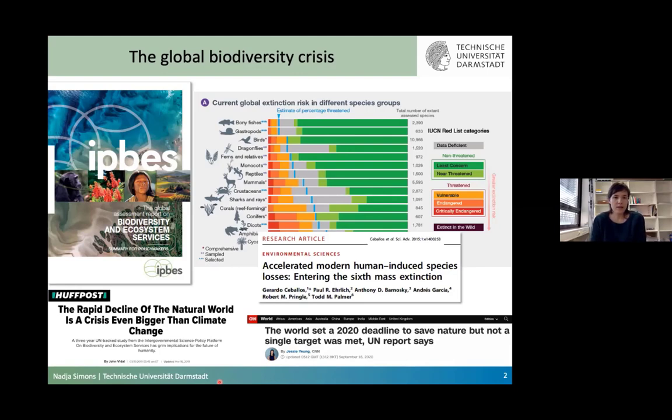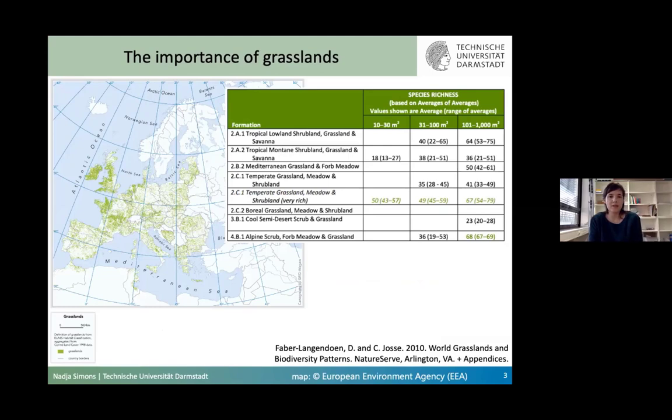In my talk, and also in this series, we're going to focus on the grasslands. And grasslands are one of the systems that are threatened by this biodiversity crisis. And grasslands are very important because they harbor a very high richness of plant species per square meter. And this high plant species richness is even comparable to some of the tropical forests on Earth. Those grasslands are also very precious because even though they cover about 25% of Europe's land surface, only 8% of them are still in a semi-natural state.